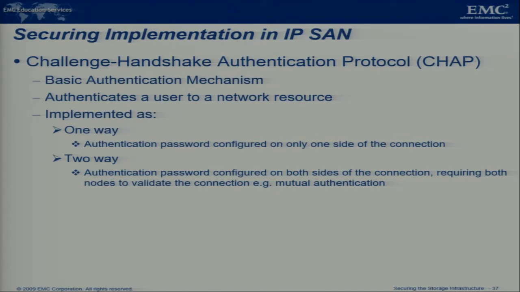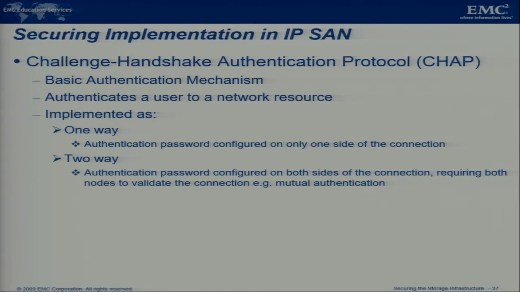What that means is, if there is a user trying to access a certain resource present on the network, then securing that network is a very important control that needs to be implemented. So in order to secure that network, we need to implement this CHAP, or Challenge Handshake Authentication Protocol. It is implemented in two ways.